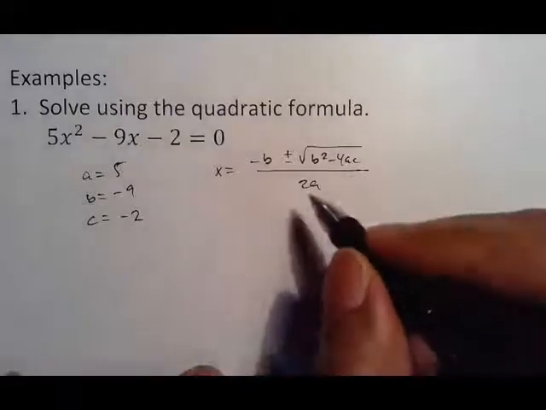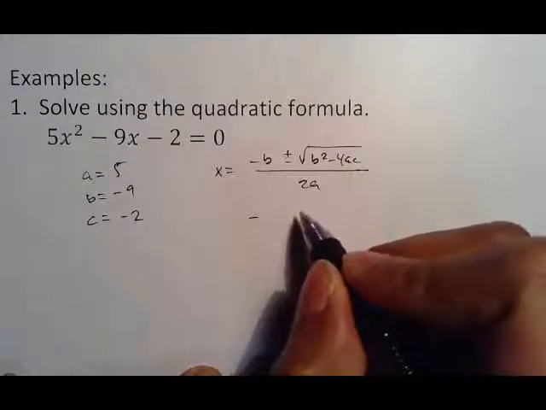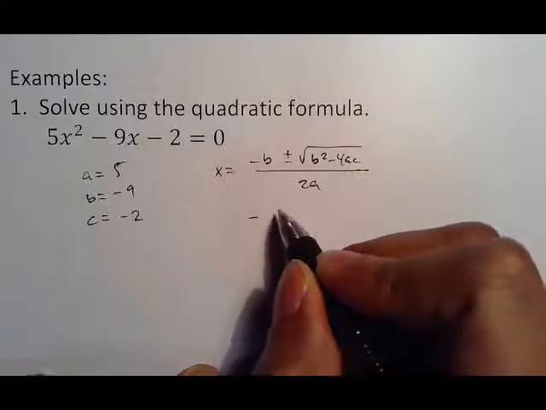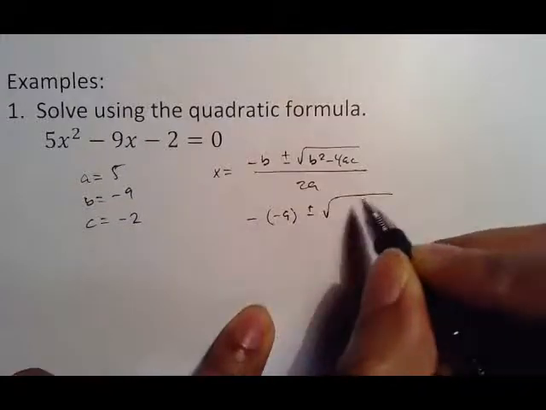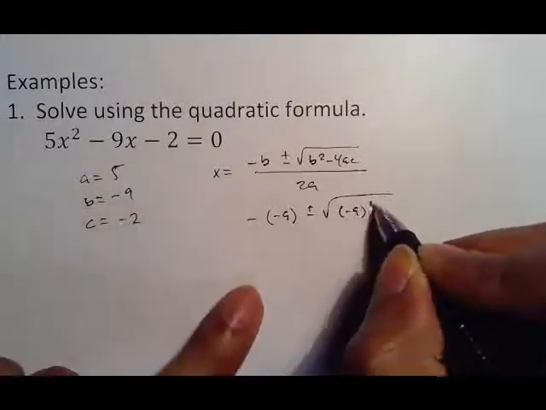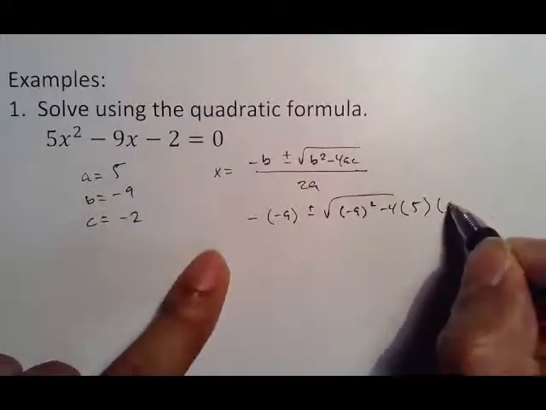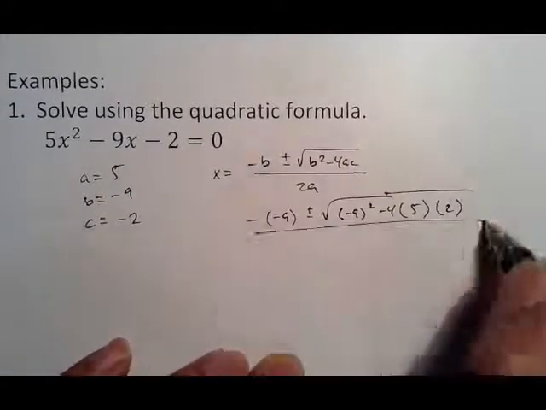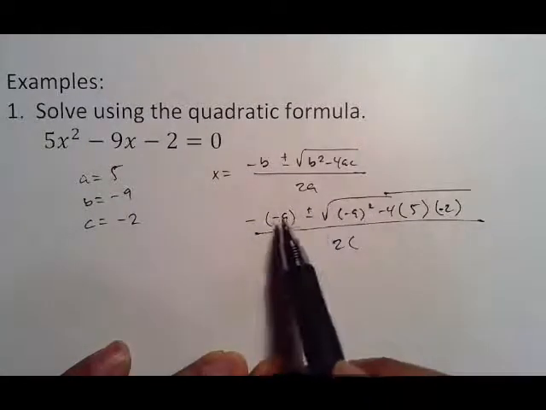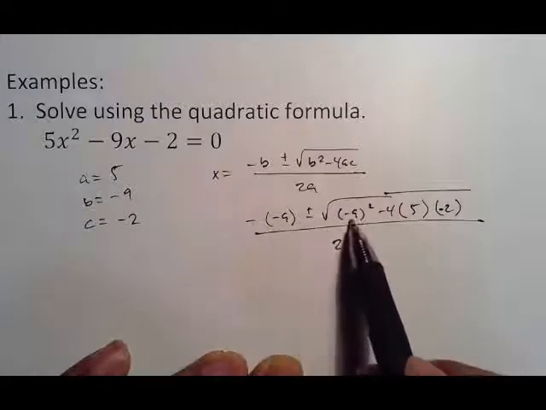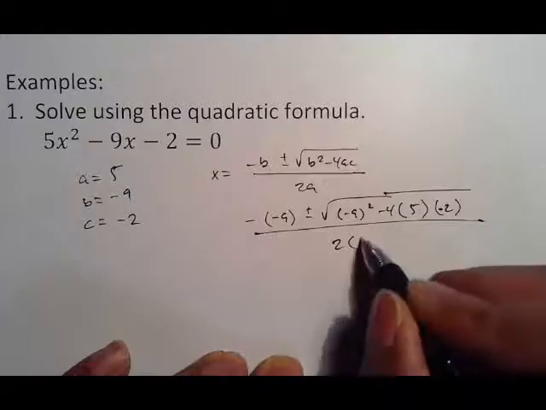That's crazy. But the next thing, the discipline part, is making sure you substitute using parentheses, which means it should look just like what you saw yesterday. So negative, parentheses, negative 9, plus or minus square root of, parentheses, negative 9 squared minus 4, parentheses, 5, parentheses, negative 2, all over 2 times a, which is 5. I'm sorry, that's negative 2, which is good.